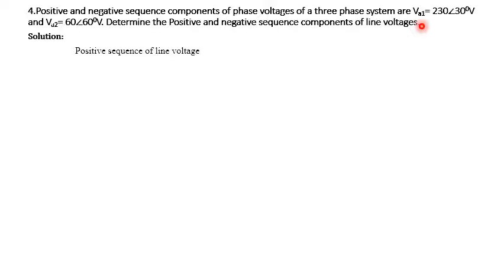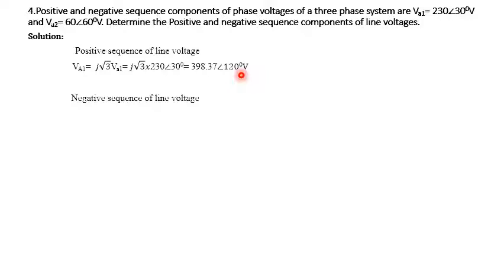Let's solve this. Consider the positive sequence of the line voltage. We already derived that capital VA1 is equal to j root 3 times VA1. This is the line, this is the phase. Substitute that VA1, which is 230 at an angle of 30 degrees, so we'll get 398.37 at an angle of 120 degrees, volts. Similarly for the negative sequence of the line voltage, we have done that.